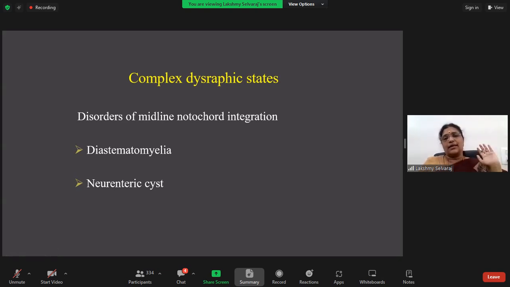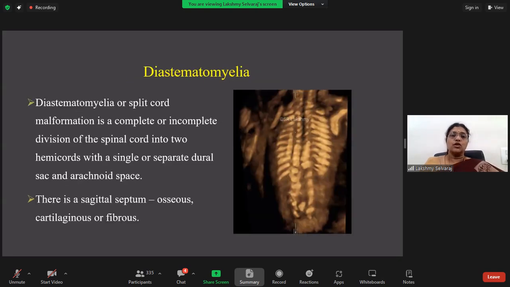Once we have finished tethered cord syndrome, isolated tethered cord syndrome and the lipomyeloschisis type, now we'll go to the complex dysraphic states, which are diastematomyelia and a neurenteric cyst. So, what is diastematomyelia? It's otherwise called a split cord malformation, where there is a complete or an incomplete division of the spinal cord into two hemicords with a single or a separate dural sac and an arachnoid space.